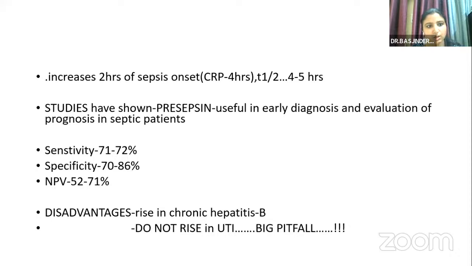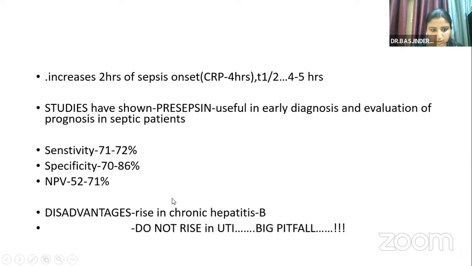So presepsin increases within 2 hours of sepsis onset, whereas we have learned that CRP takes 4 hours and PCT 2 to 4 hours. Its half-life is 4 to 5 hours. Studies have shown that it is useful in diagnosis and evaluation of prognosis. The sensitivity is 71 to 72%, specificity around highest 86%, and negative predictive value about 71%.